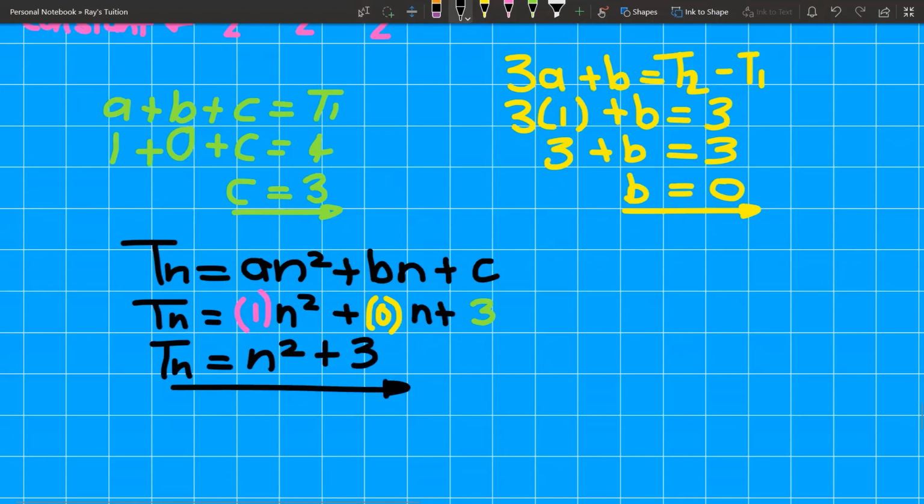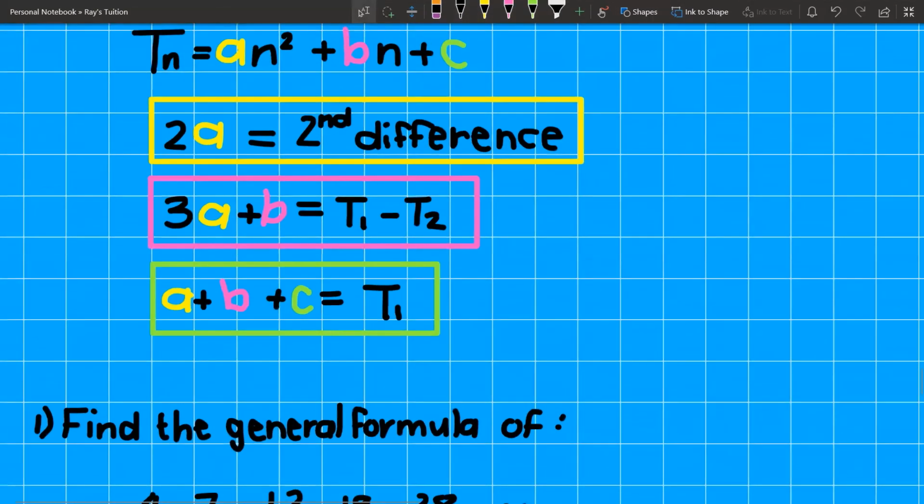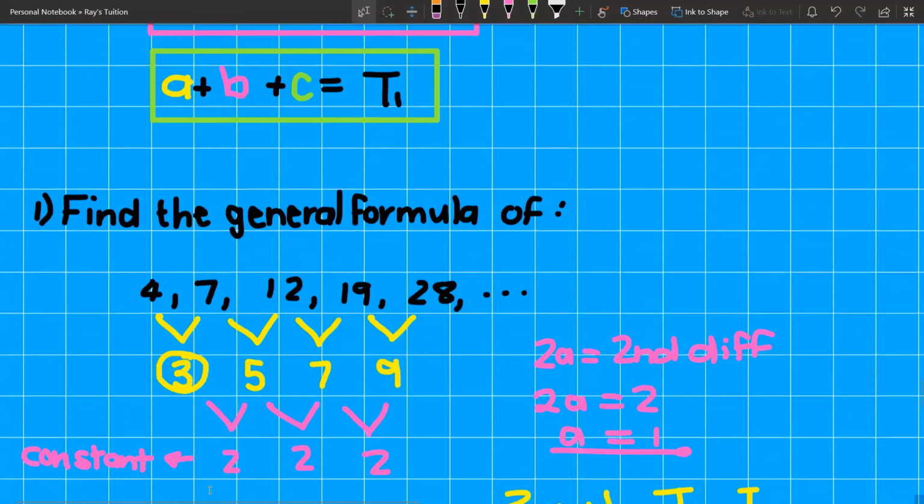I hope that you've understood how to calculate the general formula. If you have not, try it again and see if you understand. We use these three formulas, first solving for A, then using A and solving for B, then using A and B and solving for C.